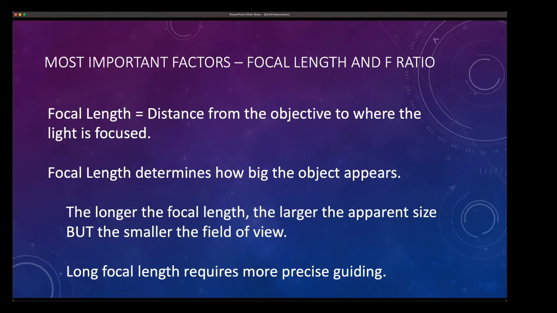What does a focal length do? The focal length determines how big the object you're looking at is going to appear. The longer the focal length, the larger the apparent size of the object. Kind of makes sense. But if the object is bigger, then the area of the sky that you're looking at is smaller. And this has some implications that we'll talk about. The longer the focal length, the more precise your mount has to be to follow the object.